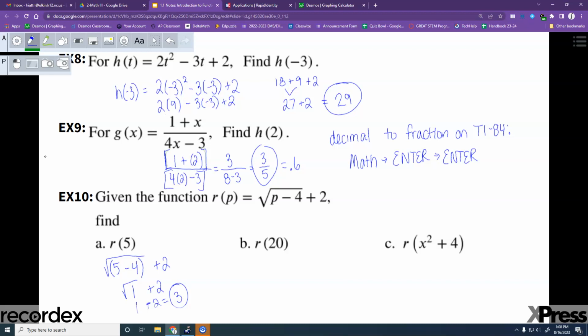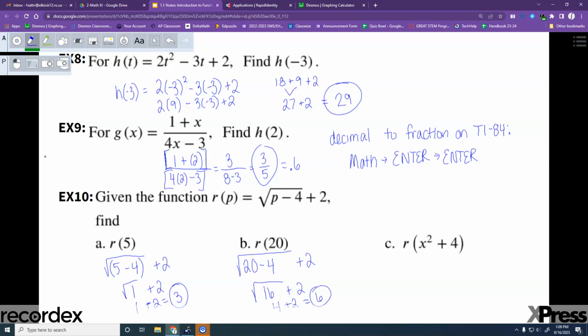Okay, for B, we're going to do the same thing. 20 minus 4 plus 2. So 20 minus 4 is going to give us 16. Okay. Sawyer, what's the square root of 16? 4. So we got 4 plus 2. We're going to get 6 on that one.